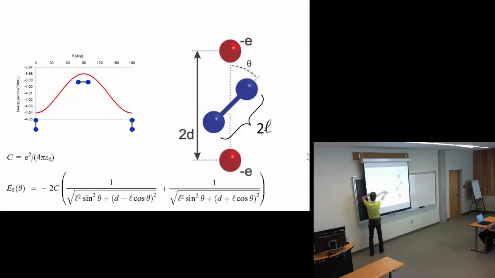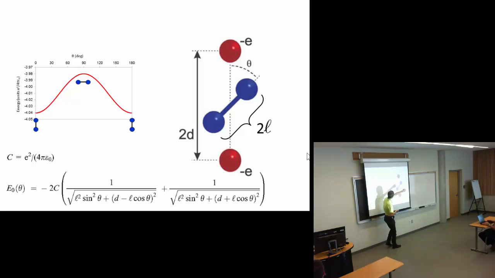There are two orientations, so the horizontal axis is that angle theta. There are two orientations that have the lowest energy, and that is when the nucleus makes 0 or 180 degrees with the vertical axis. And when it makes an angle of 90 degrees, you have the maximal energy. A point nucleus would not have this effect.